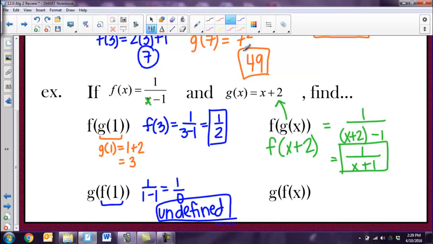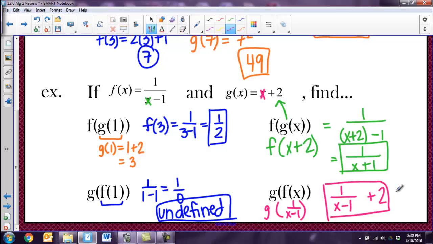So we're finding g of 1 over x minus 1. And this can get kind of icky. I'm just going to go ahead, wherever I see an x in my g of x equation, and plug in that whole business. So instead of having an x here, I'm going to have 1 over x minus 1, and then it's plus 2. I could simplify that down by finding a common denominator, but I know that that's that rational function moved up 2 and to the right 1.